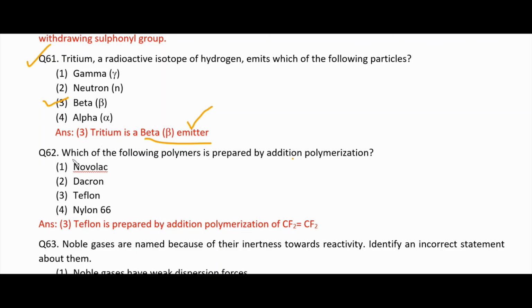Next question, question 62. Which of the following polymers is prepared by addition polymerization? Addition polymers are obtained from monomers with a double bond. Here, Teflon: the monomer is CF2=CF2, tetrafluoroethene. So the correct option is 3.